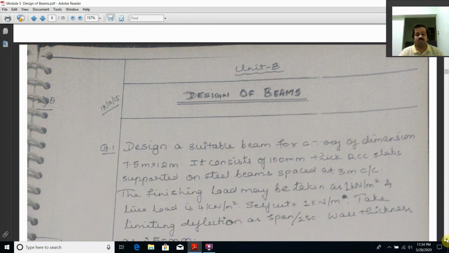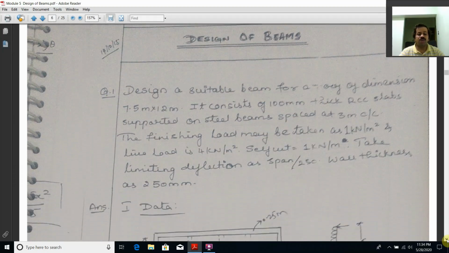Design a suitable beam for a classroom of dimension 7.5 meter by 12 meter. It consists of 100 mm thick RCC slab supported on steel beams spaced at 3 meters center to center. The floor finish load is 1 kilonewton per meter square, and the live load is given as 4 kilonewton per meter square. This can be given as an imposed load also. Self weight of the beam should be taken as 1 kilonewton per meter. The limiting deflection is span by 250, and the wall thickness is taken as 250 mm.